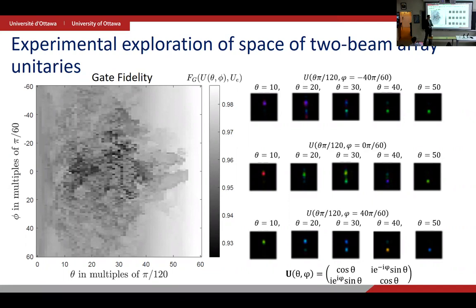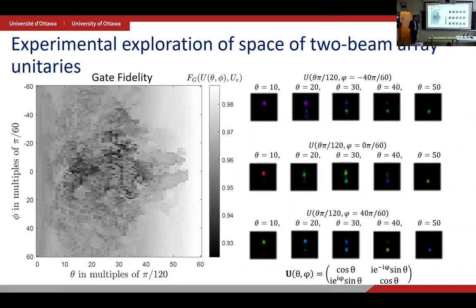Then we looked at how well we could make all of those unitaries. So we characterized the state coming out, and we looked at the gate fidelity. And so this is our plot. Just keep in mind that this scale of the gate fidelity goes from perfect to like 90.93. So even though there's some black there, all of this is pretty good. So it seems to work pretty well for this two beam case. And now we'd like to push it up to more beams and then potentially put in quantum states.